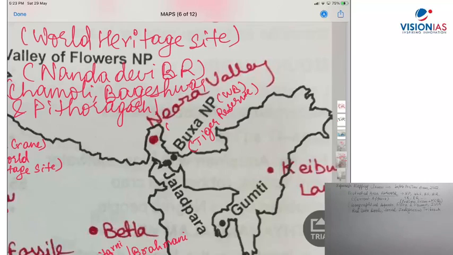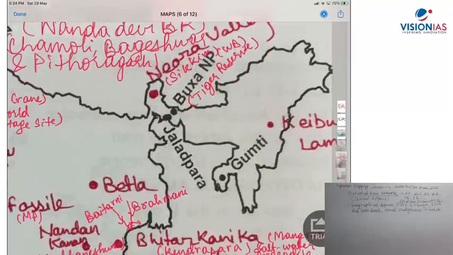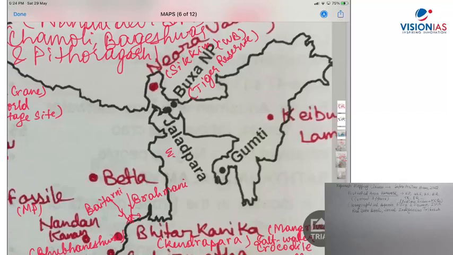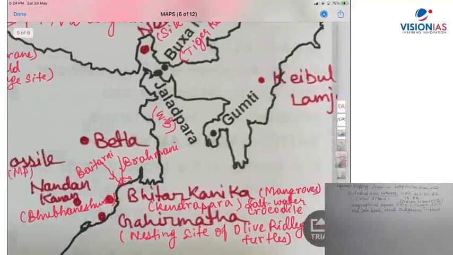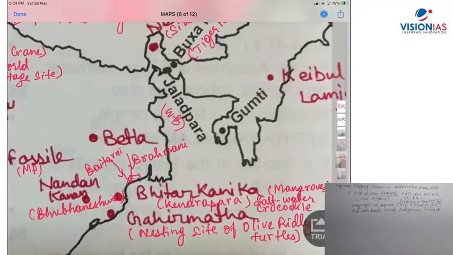Neora Valley is near Sikkim. When you go from Darjeeling to Sikkim, on the way comes Neora Valley. Jaldapara is again part of West Bengal, near Siliguri and Jalpaiguri. Then you have Jaldapara. Gumti Wildlife Sanctuary is in Tripura, whose capital city is Agartala. In Tripura, there is the Gumti River and Gumti Wildlife Sanctuary.